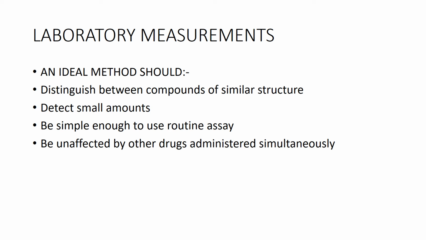It can be spectrophotometry and fluorimetry, thin layer chromatography, HPLC, GLC, radioimmunoassay, enzyme immunoassay, and fluorescent polarization immunoassay. So, what are the criteria for an ideal method? An ideal method should be able to distinguish between compounds of similar structure. It should be able to detect even small amounts of the drug or its active metabolite, and it should be simple enough to use as a routine assay, and it should be unaffected by other drugs administered simultaneously. So, these are the criteria for an ideal method.